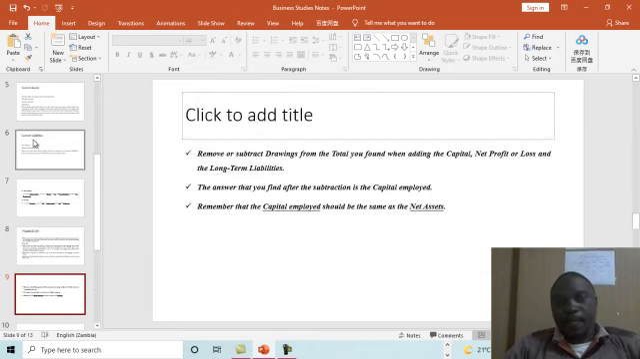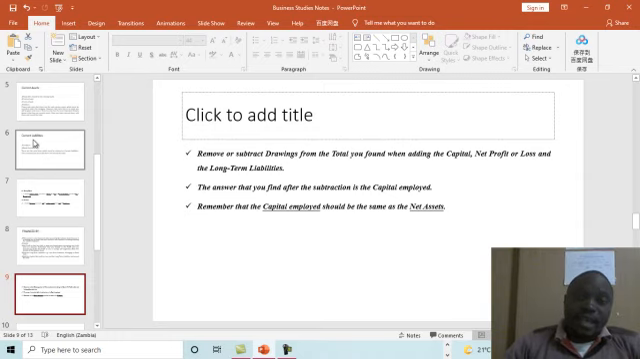Then remove or subtract drawings from the total you found when adding the capital, net profit or loss, and the long-term liabilities. The answer that you find after the subtraction is the capital employed. Surprisingly, this capital employed is going to be the same figure as the net assets. This means that your balance sheet is balanced in terms of the net assets as well as the capital employed.